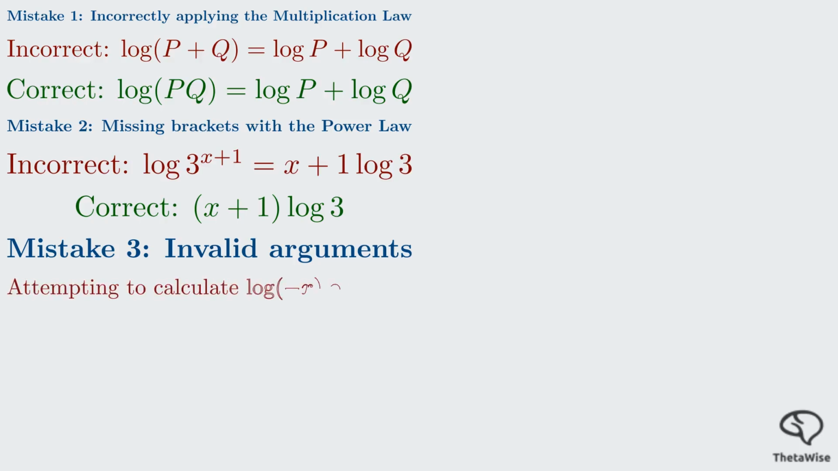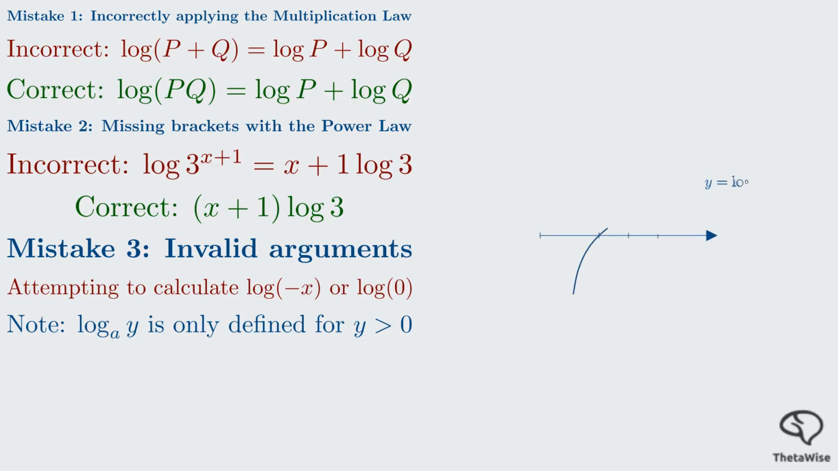Remember the graph we studied. The domain of a logarithm is x greater than 0. If you are solving a quadratic equation in terms of logs and get a negative value for the argument, you must reject that solution as it is undefined. Visually, the graph never crosses to the left of the y-axis, confirming that the argument must be strictly positive.